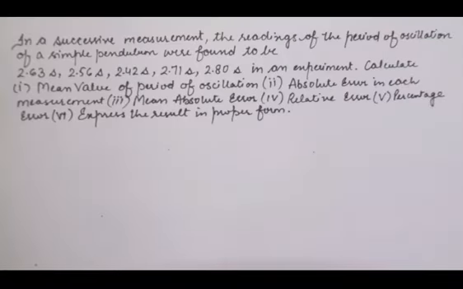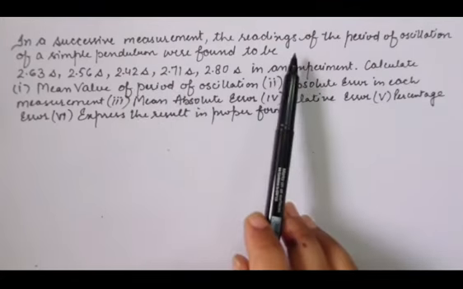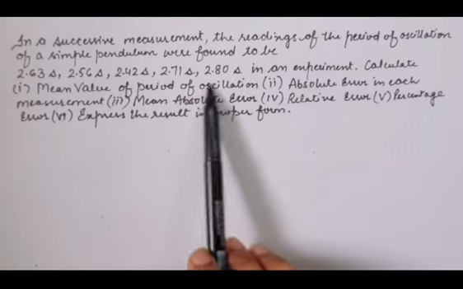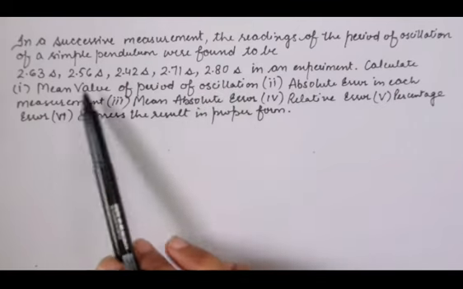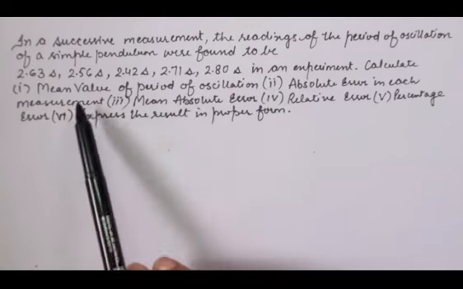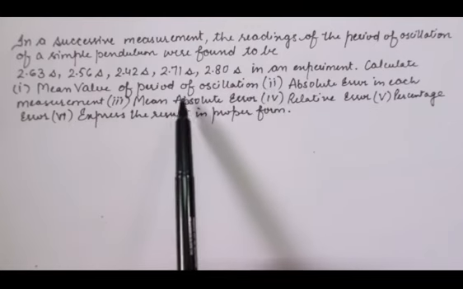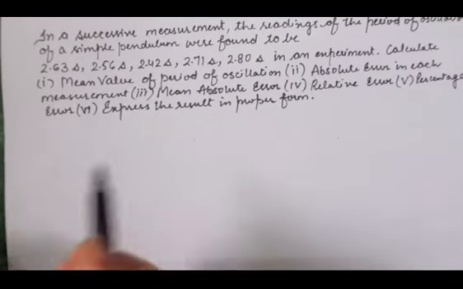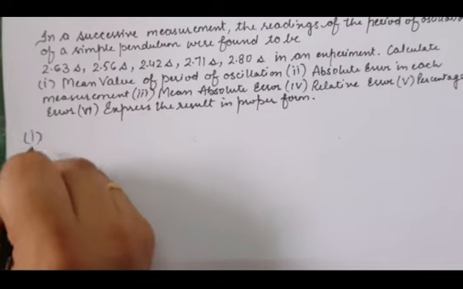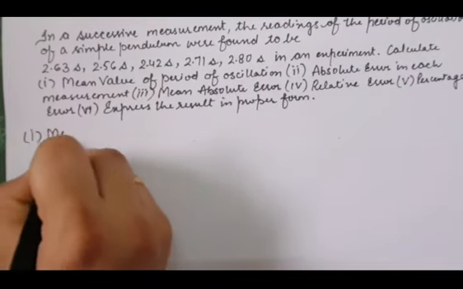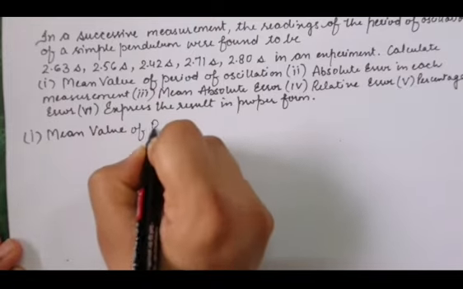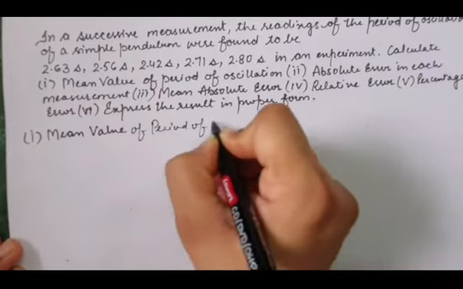Let's solve this NCERT question. It is given that in successive measurement, the reading of the period of oscillation of a simple pendulum is found to be this. So the experiment has been repeated 5 times. We have to calculate, number 1, the mean value of the period of oscillation. So let's calculate the mean value of the period of oscillation.